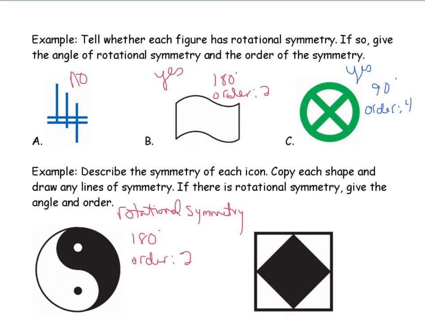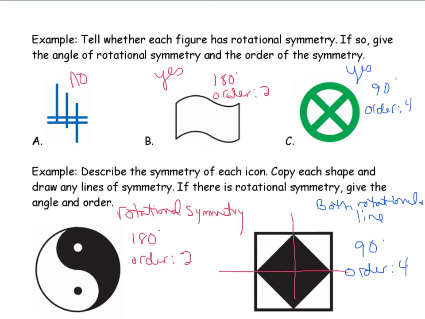Okay, so pause. I want to know what type or types of symmetry this one has. And then if it has rotational symmetry, I want the angle and the order. Pause and then come back. All right, so this one has both line and rotational. The line symmetry is here. I can't draw all the way down, sorry you guys, here. But I also have at the corners there and there. And it also has rotational. If I rotate this 90 degrees, my order will be 4.